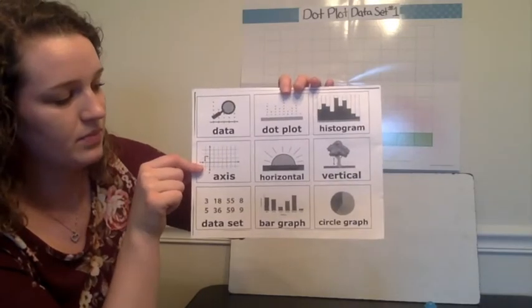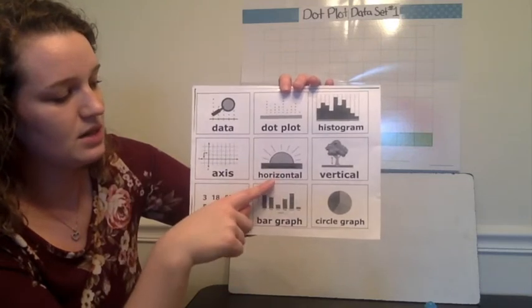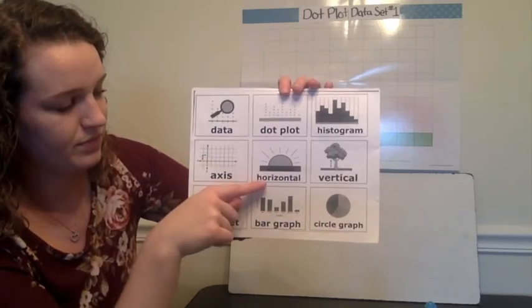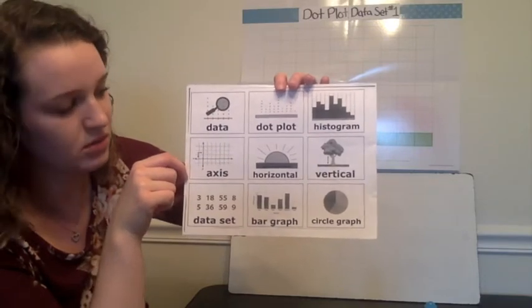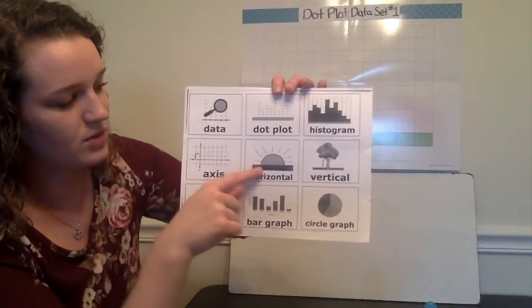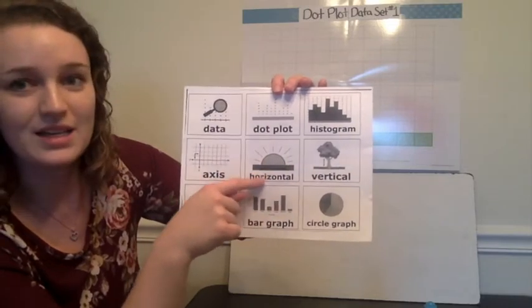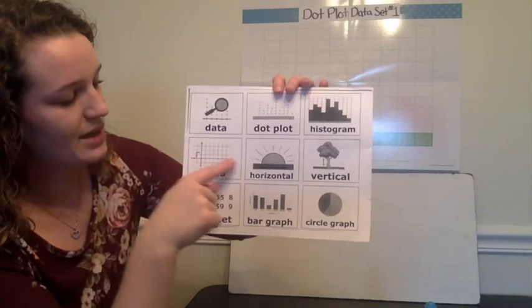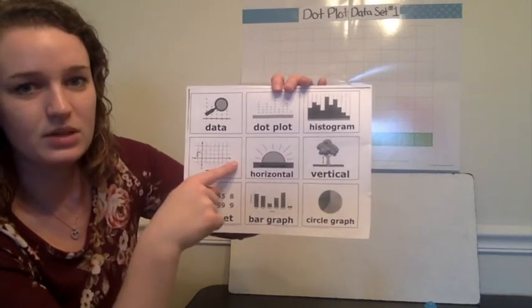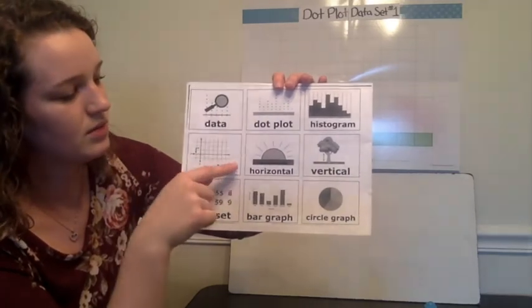All right, what is the next word we have here? Horizontal. So horizontal goes left to right, like the horizon, right? Left to right. So that's going to be our x-axis, left to right is horizontal.